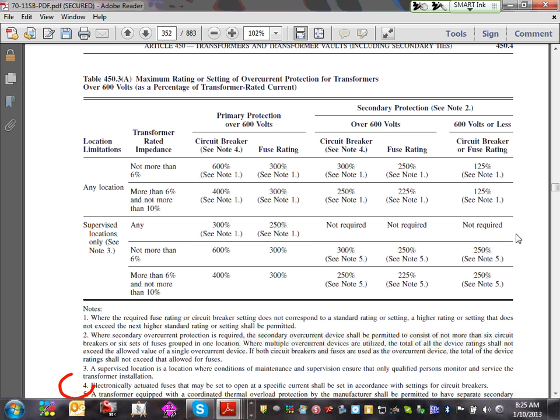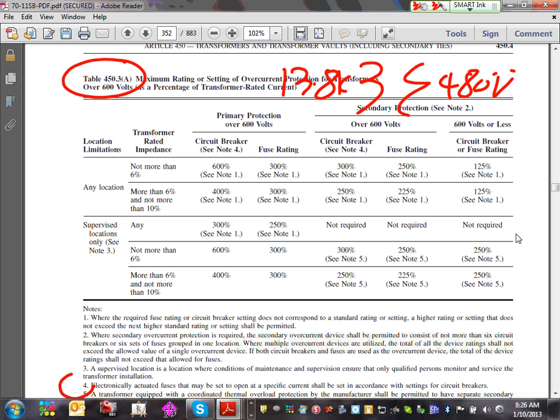Okay, so if you look at A, here's a table that you can use because we have two voltages here. We have 13.8K on one side and 480 volts on the other side. Because the primary is this voltage, you're going to go to the over 600 volts. Am I using a fuse or circuit breaker? Typically, we use a fuse, cheaper. Any location, because I have no idea where I am. And what's my multiplier? 300. See why 300? Why did I go up?